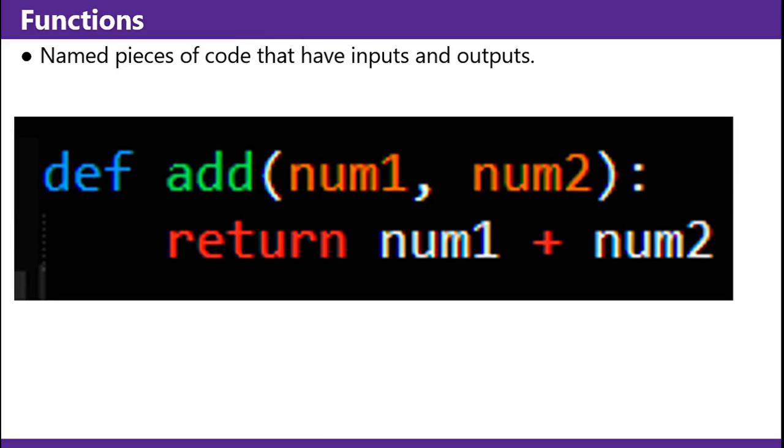Functions. Named pieces of code that have inputs and outputs. The general format is def func name argument 1 argument 2. So in this case def add num1 num2, and then this is the add function where you return the sum of num1 and num2.